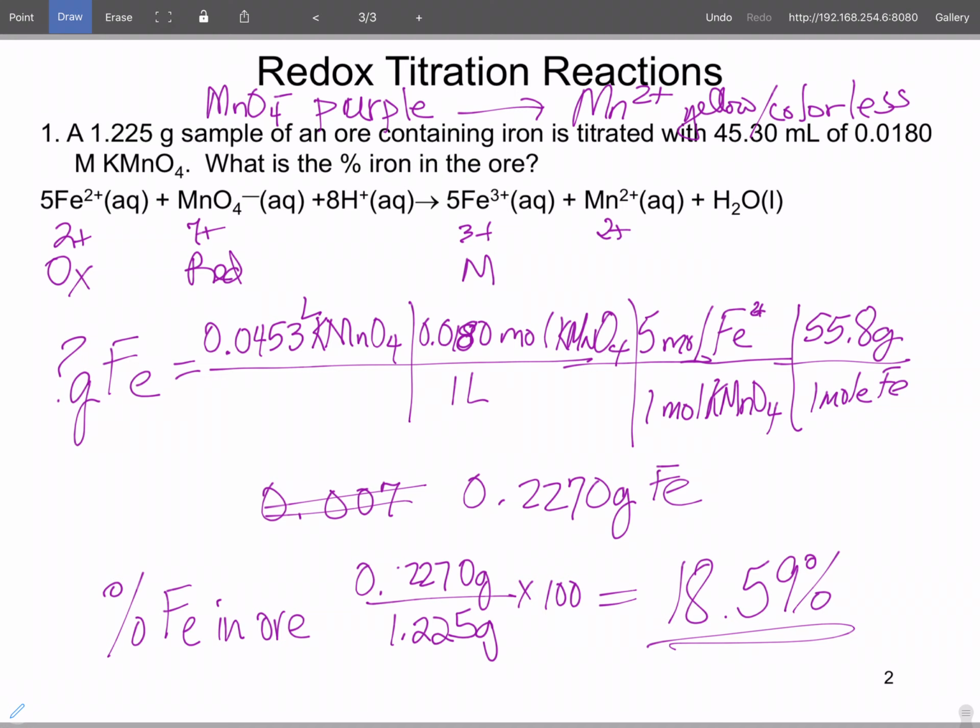So it's a very simple reaction, and we're going to use a similar reaction to determine the chlorine content in water in the redox lab. So thank you all for listening.